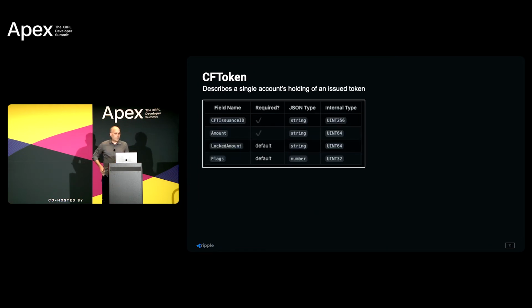Next is a CF token, which is just a holding of a particular issued token. And it's not terribly interesting, other than it's tracking locked amounts, so if you wanted to use these in escrows, for example. There's also a freeze capability in CFTs, which also exists with Trustlines. So long ago, we discovered that regulated entities need to freeze accounts sometimes. So that's an option here. It's decided by the issuer. And again, you as a token holder get to decide what issuers you want to trust.